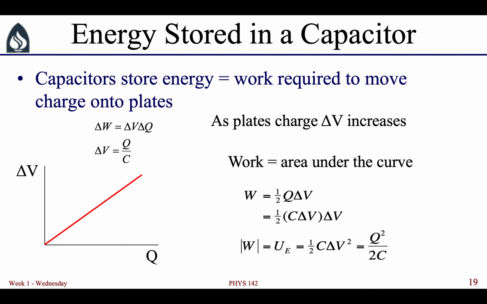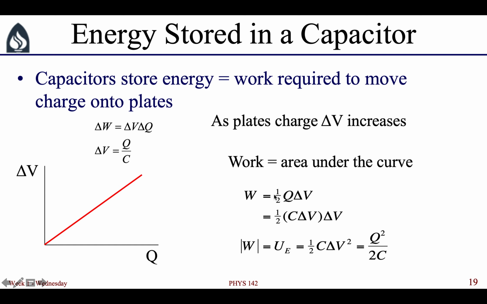So if we look at the amount of work, a small amount of work that's done to push a small amount of charge onto the plates, that's going to depend on the potential difference that's currently on the plates. And so the total work that's done to push the charge onto the plates as the potential difference changes is going to be the area under this potential difference versus charge curve. The total amount of work would be equal to this total area, and the area we notice is a triangle.